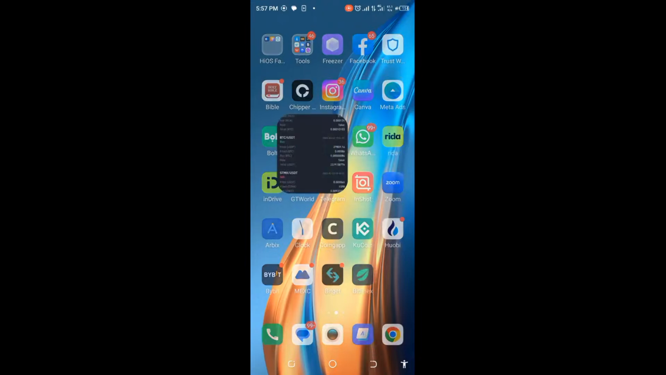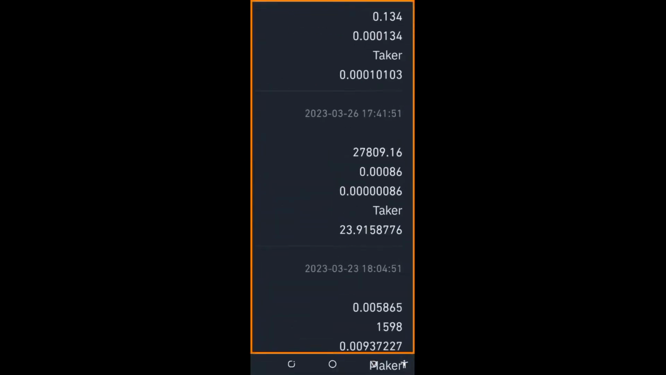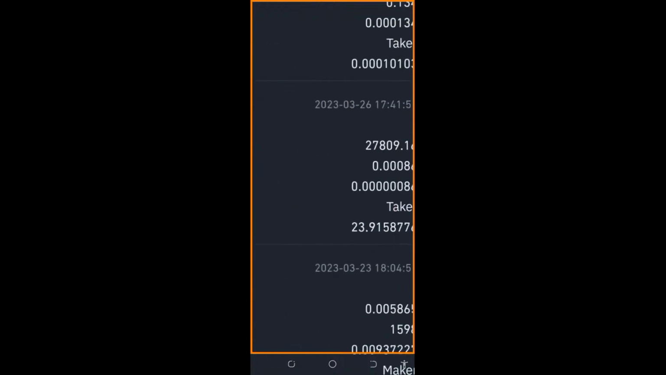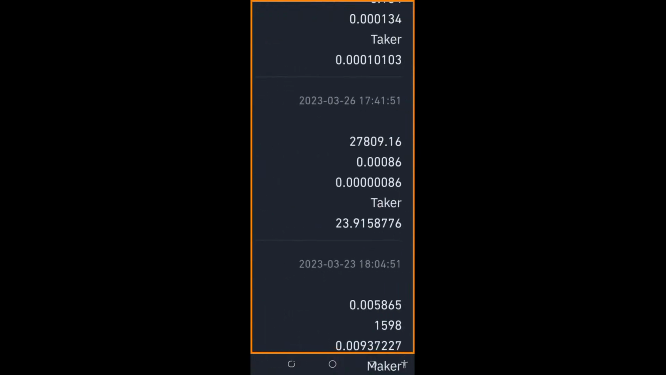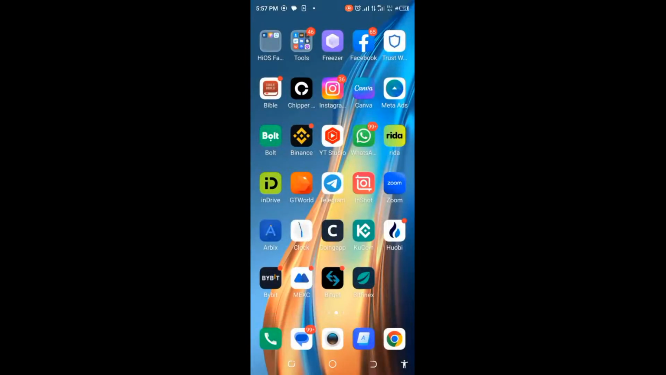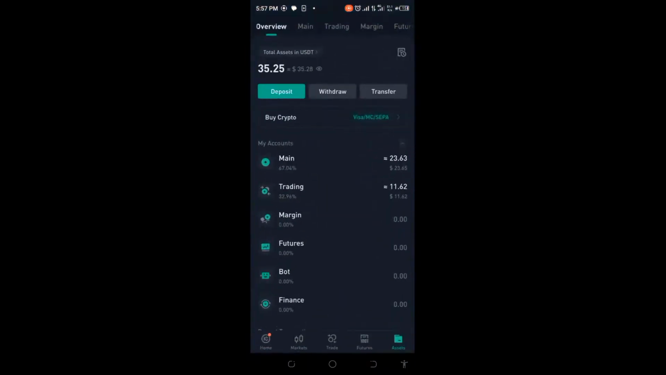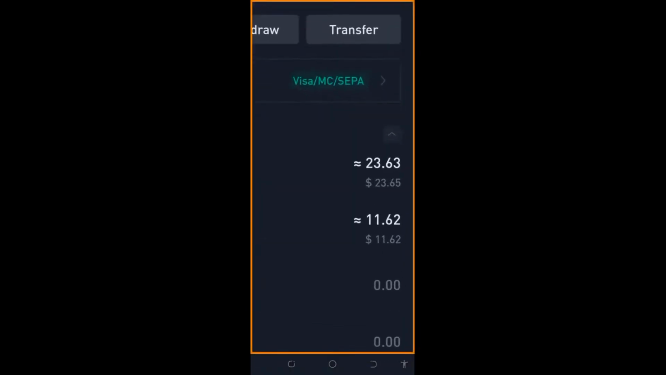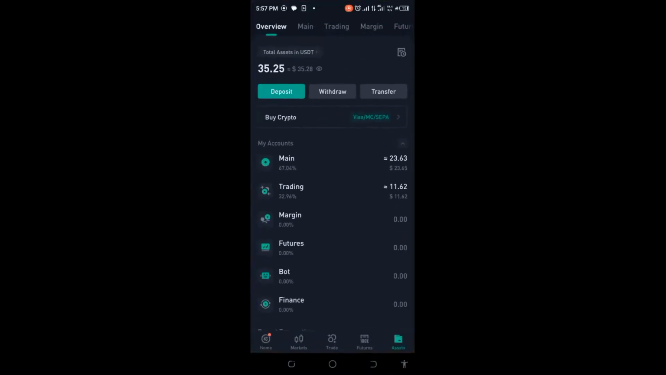Let me see what the fees are again. Was there a fee? Yes, there was a fee, a very small amount. So let's just say 23.9. Let's go back to KuCoin and see what we have here. What we have returned is 23.65 or 23.63 approximately. Let's just say 23.6, so about 25 or 30 cents.